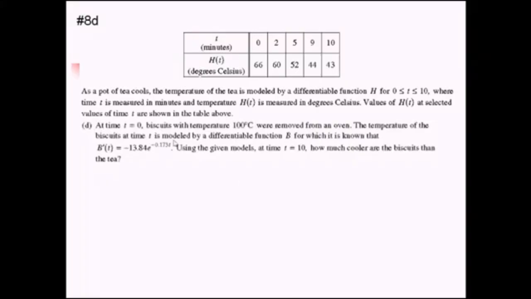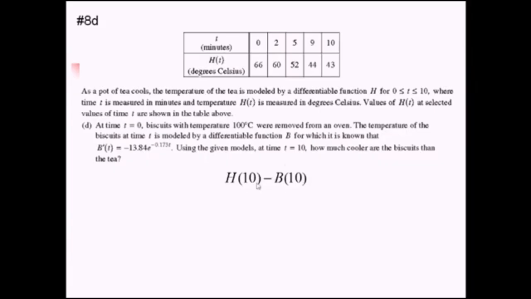For part D of this question, at time 10, biscuits with a temperature of 100 degrees Celsius were removed from the oven. Temperature of the biscuits at time t is modeled by differentiable function b, which they're not going to tell us, but what they will tell us is that b prime of t is this crazy exponential function. Using these models, at time 10, how much cooler are the biscuits than the tea? So they're telling us the biscuits are cooler than the tea, and they're essentially asking us what is the difference between tea temperature at time 10 and biscuit temperature at time 10. In other words, what is h of 10 minus b of 10?